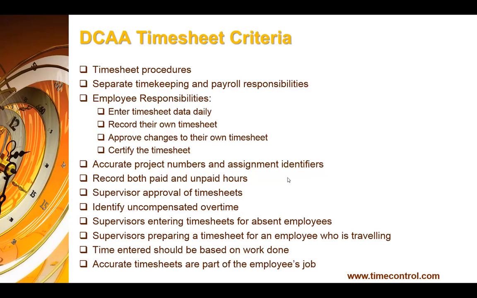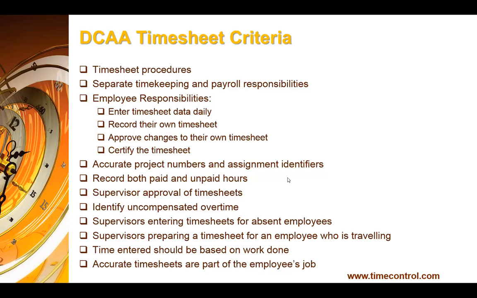And we want to make sure that the timesheet that is entered manages the time for work completed, for work accomplished. And finally, we want to make sure that employees understand that a timesheet entry and doing a good timesheet with accurate data is part of their job, part of their responsibility. Well, so that's the criteria from the DCAA. How do we get that all into Time Control?